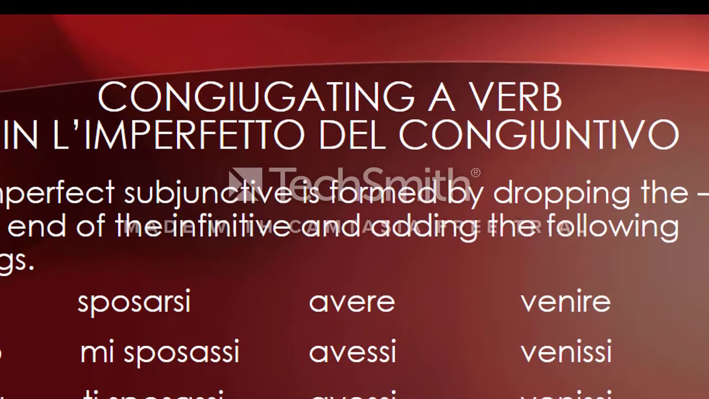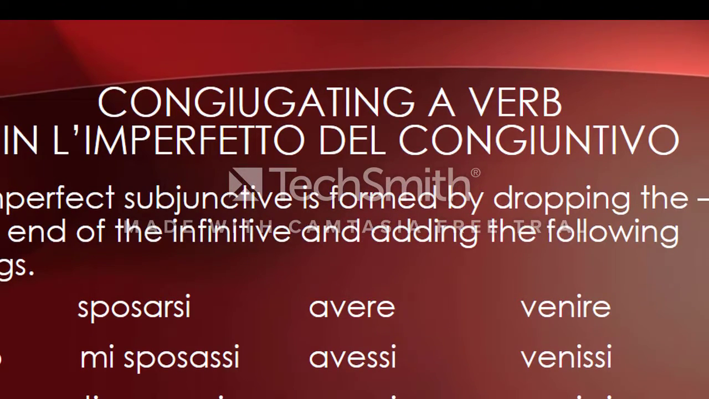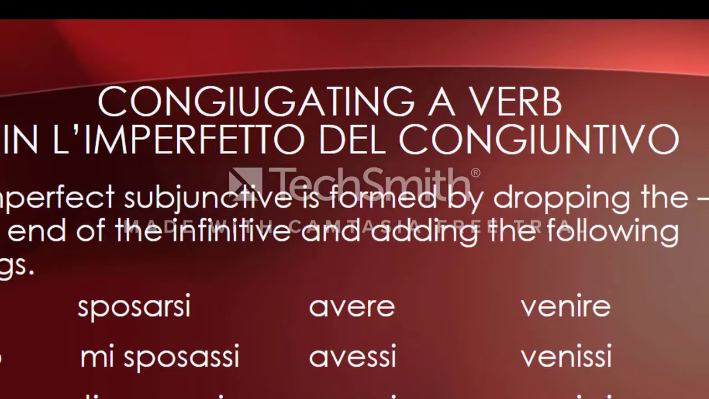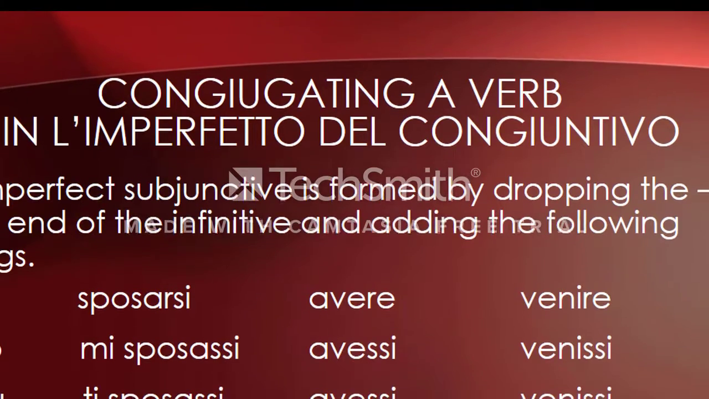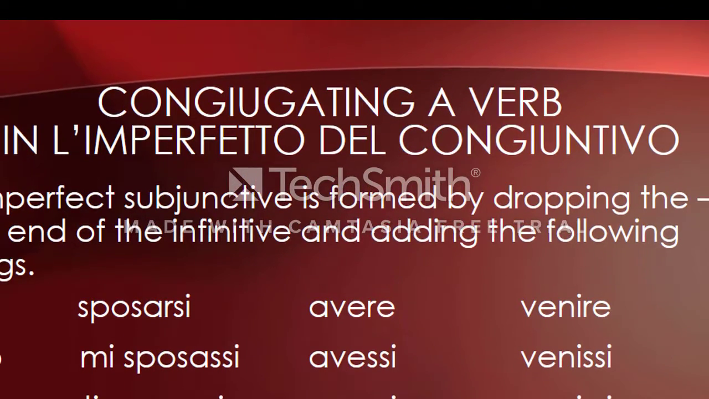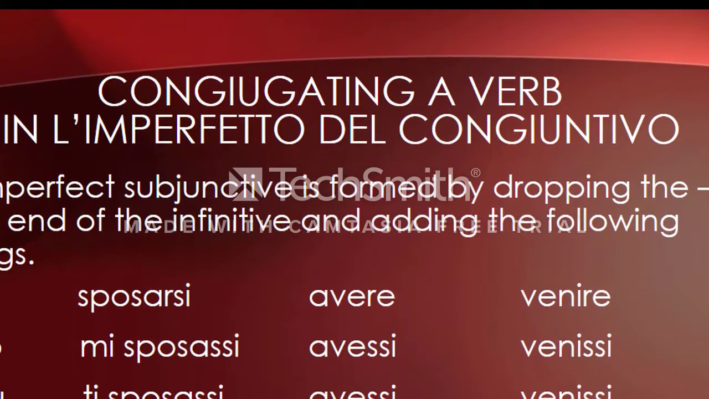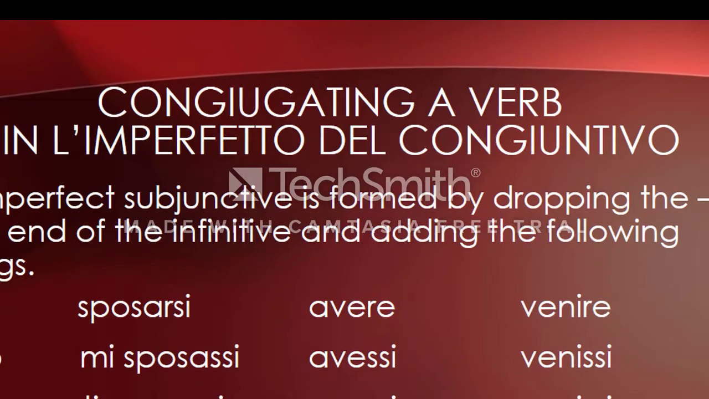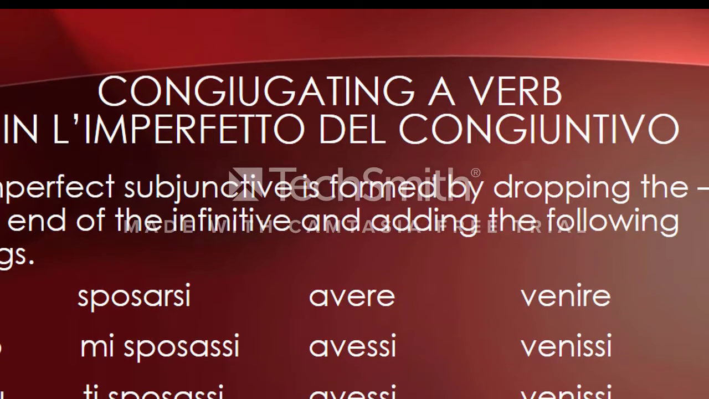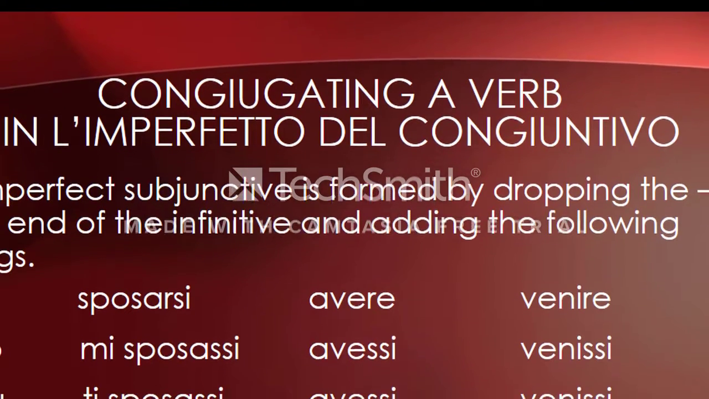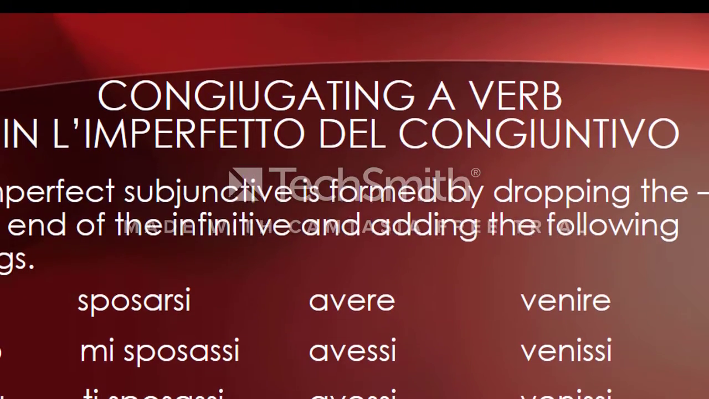So, if you see the pattern for first person singular, io, and second person singular, tu, the ending is exactly the same for each verb. You go back to your infinitive, you drop the RE at the end, and you add SSI, and that's for io and tu, first person, second person, singular. And you do the same for all the verbs.